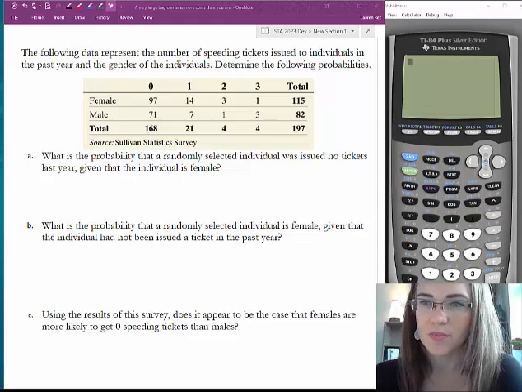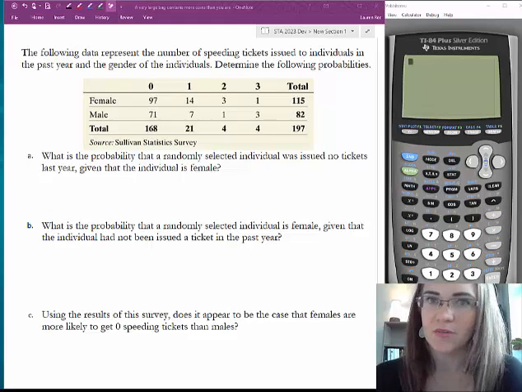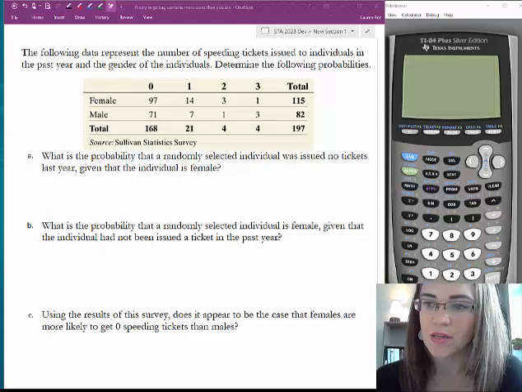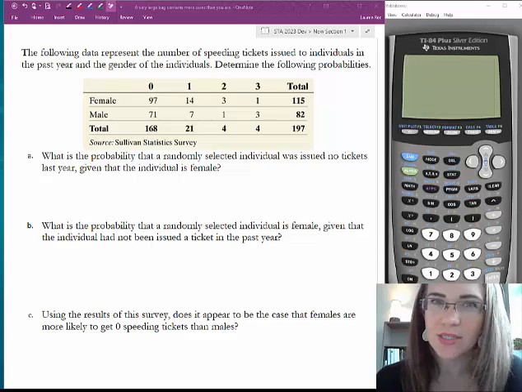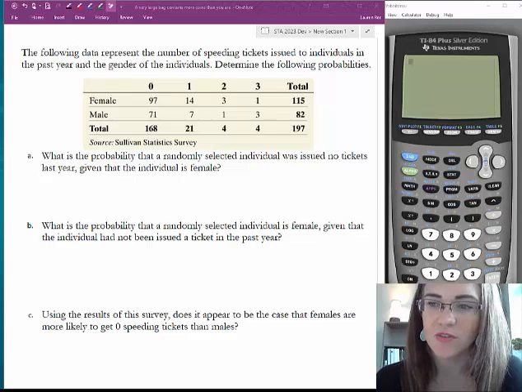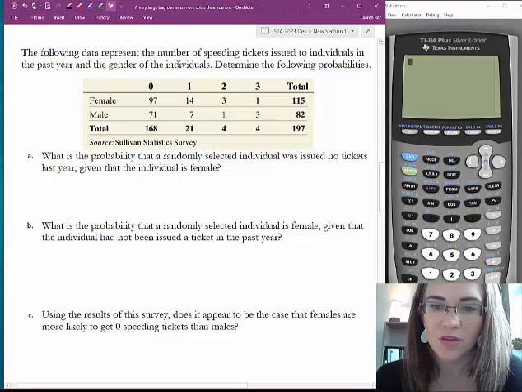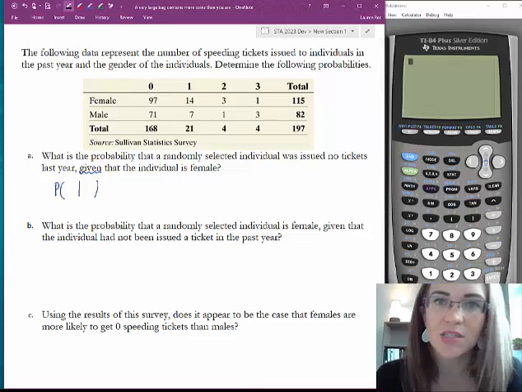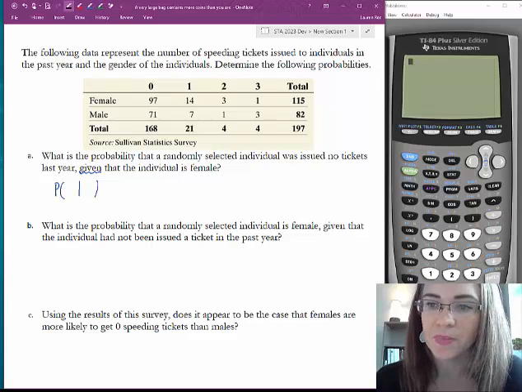Here we're asked to calculate some probabilities from experimental data recorded here in the table. The first question asks the probability that an individual was issued no tickets, given that the individual is female. As soon as you see the word given, you might realize that this is in fact a conditional probability, the probability of some event given some condition.